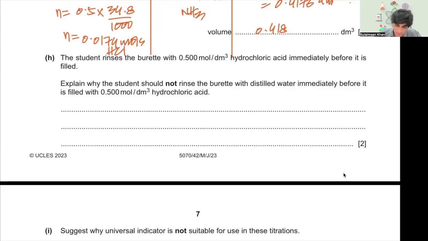Okay, the student rinses the burette with 0.5 mole per dm cube of hydrochloric acid immediately before it is filled. Why is he doing it? It's a 2 mark question: explain why the student should not rinse the burette with distilled water immediately before it is filled with hydrochloric acid. Why? We literally discussed this at the start.